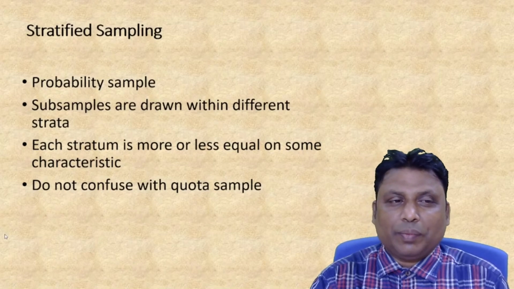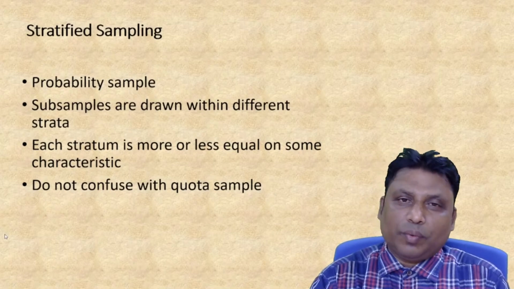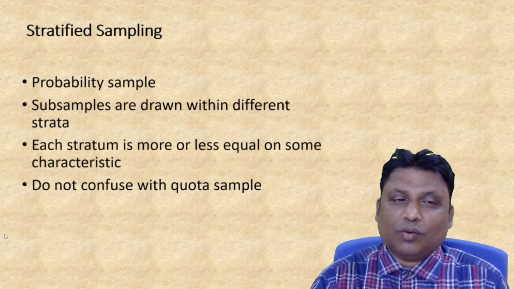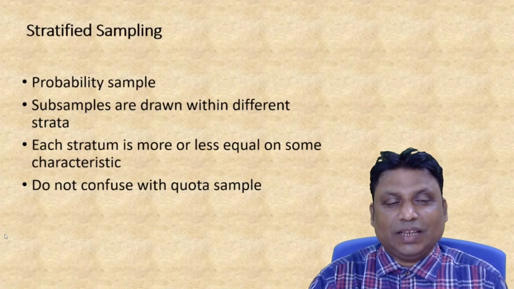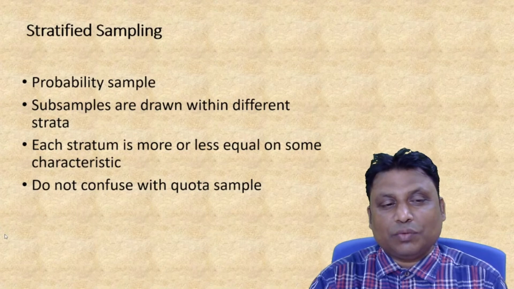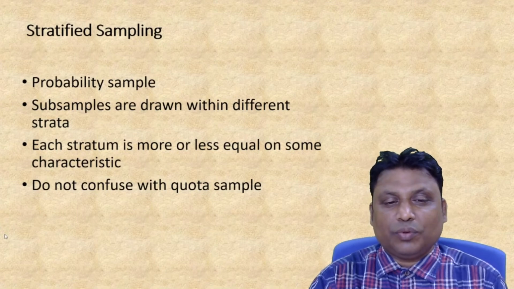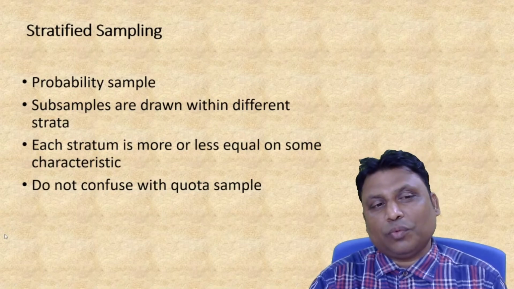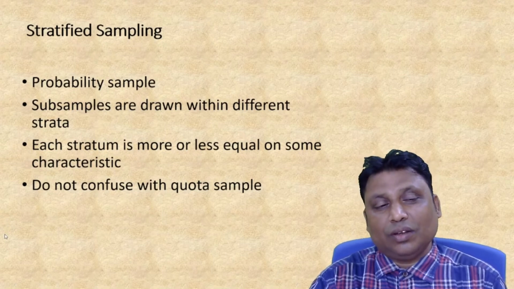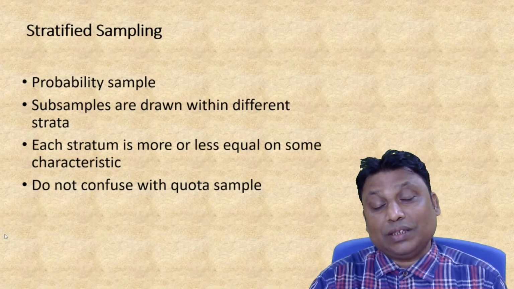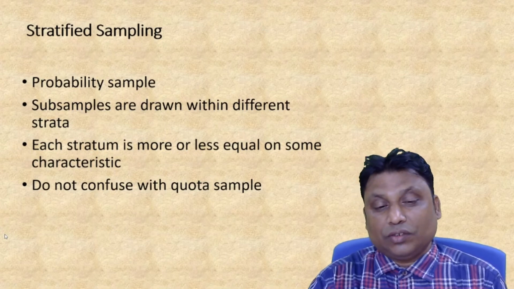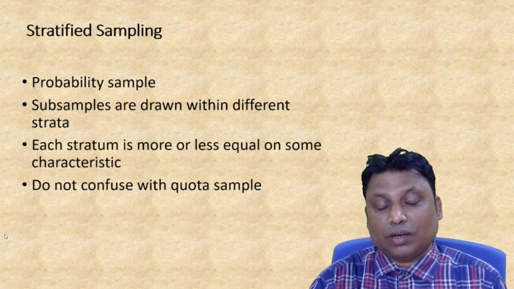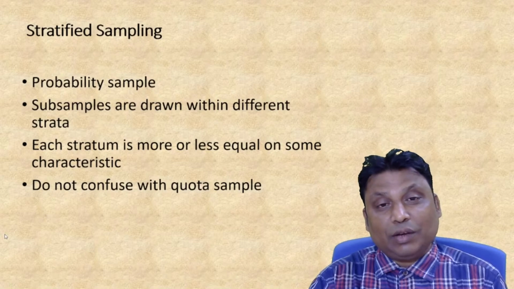In stratified sampling, what happens? This is a probability sample, and subsamples are drawn within different strata. Each stratum is more or less equal in some characteristics. Do not confuse it with quota sampling. We are not using quota sampling here. Quota sampling uses subgroups or subsamples that are not probability-based. But here, this is quantitative, so don't confuse it with quota samples. So here, what happens?